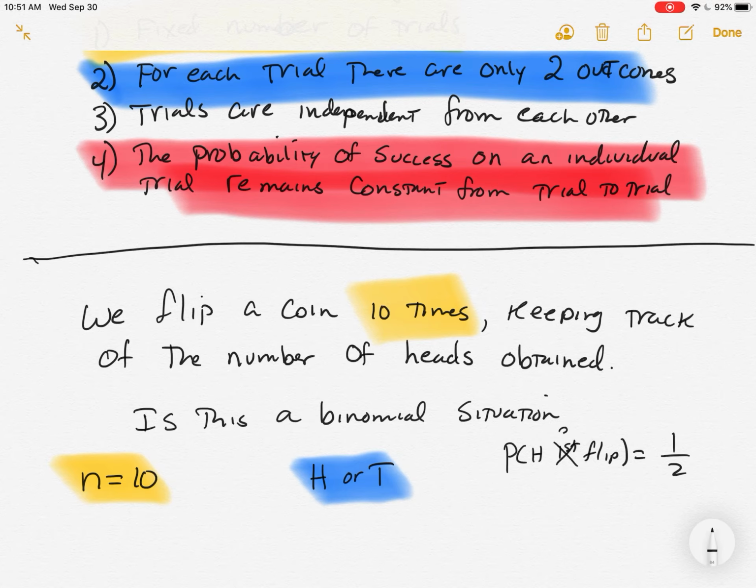On the 3rd flip, it's also 1 out of 2. On the 10th flip, it's also 1 out of 2. On the 7th flip, it's also 1 out of 2. No matter what trial you're on, the probability of success is the same.